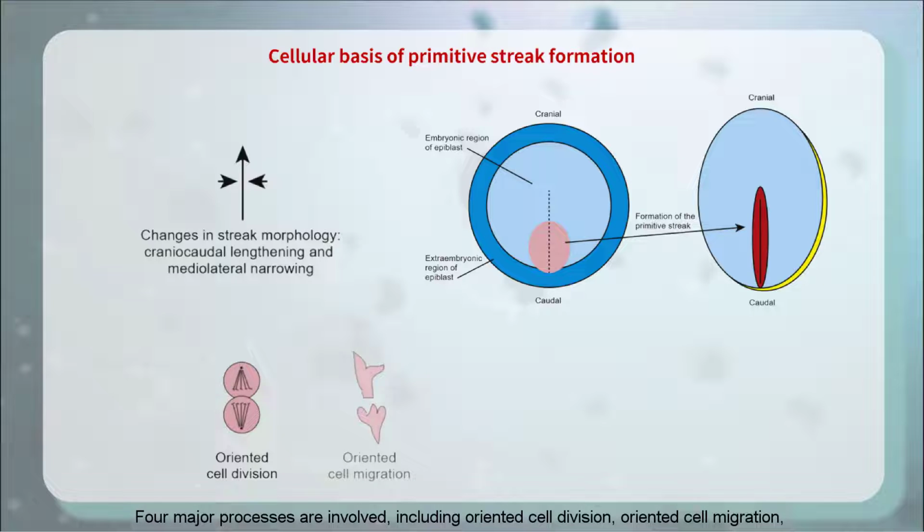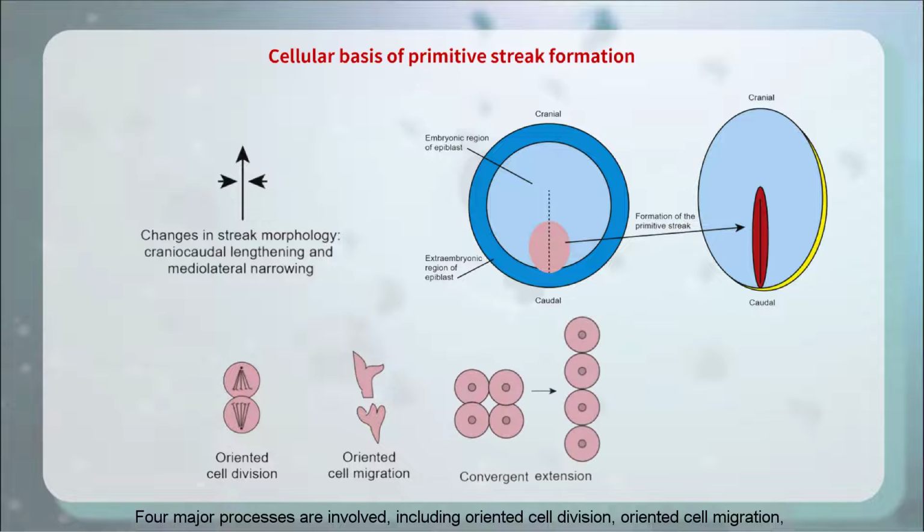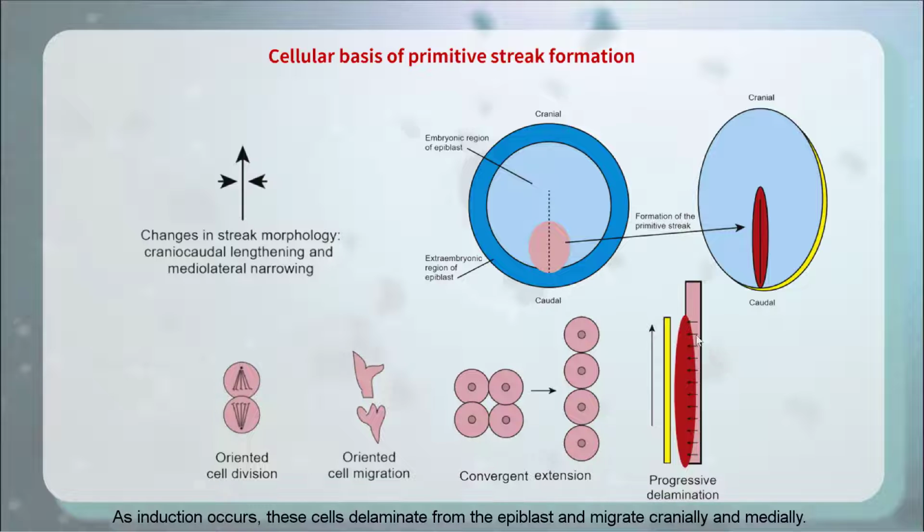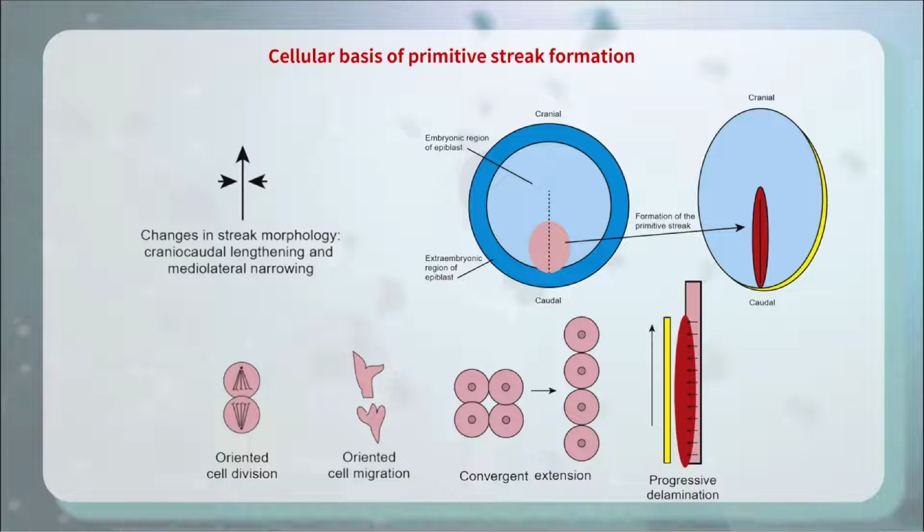Studies in chick have revealed the cellular basis of primitive streak formation. Four major processes are involved, including oriented cell division, oriented cell migration, convergent extension, and progressive delamination from the epiblast. As covered above, during the formation of the primitive streak, cells are induced from the epiblast by the caudal extraembryonic region. As induction occurs, these cells delaminate from the epiblast and migrate cranially and medially.